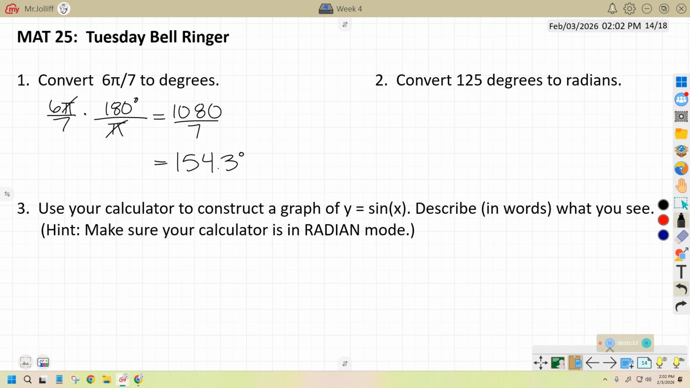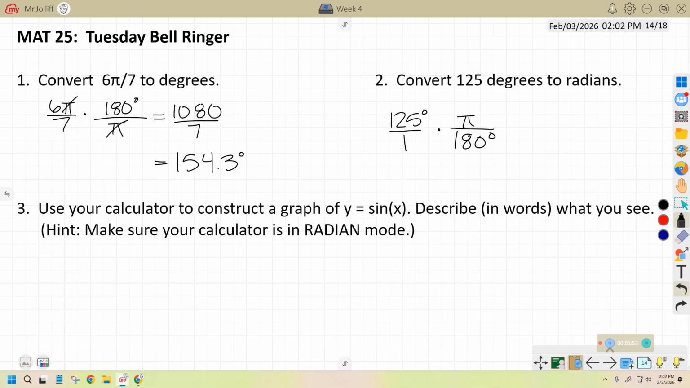I need a different volunteer for the second one. Converting from degrees to radians. Frowny face, Alex. I want to take 125, turn it into radians. How do I do that? Do we agree? Very good.